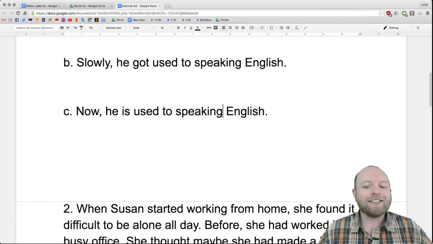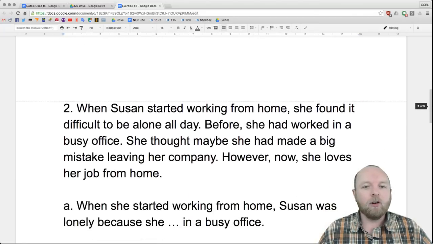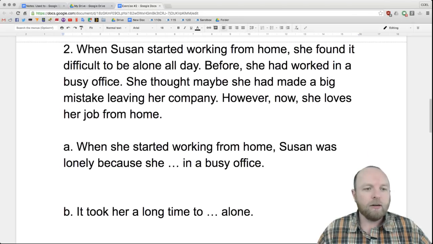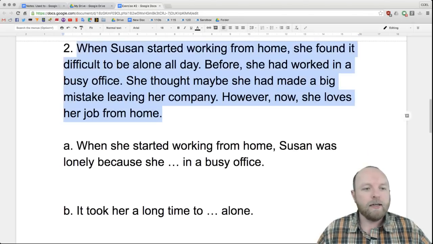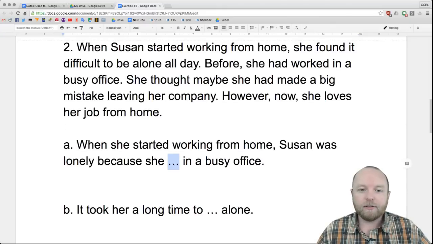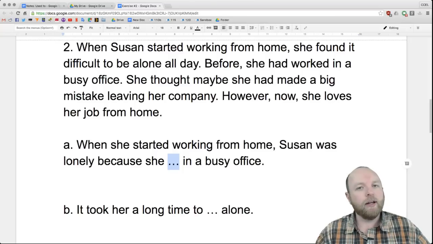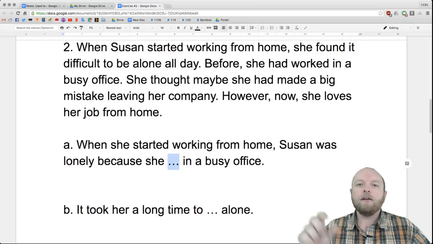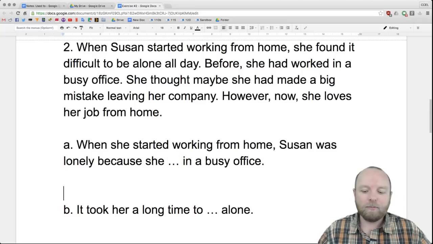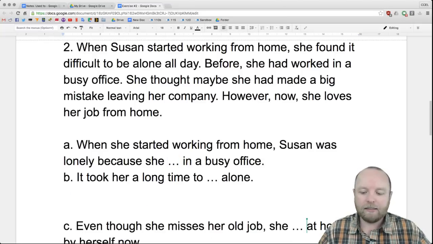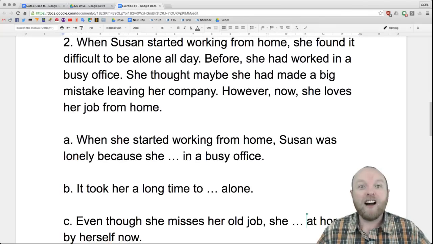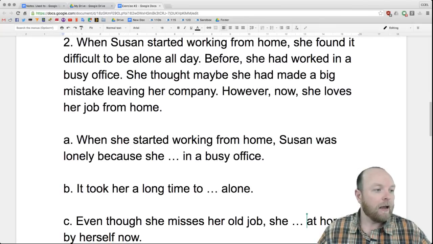So let's go to the next one. I'm going to let you guys do this. So, number 2, right? Read this and please write the missing words. In the chat, write A, missing words, B, missing words. Let me push this up here because you can't see it, right? I'll give you about 5 minutes.